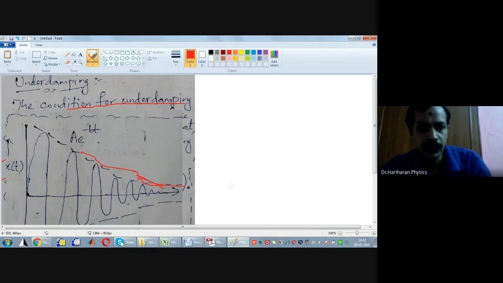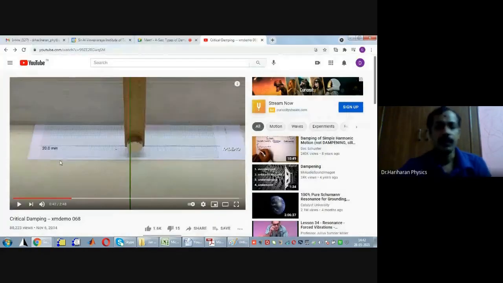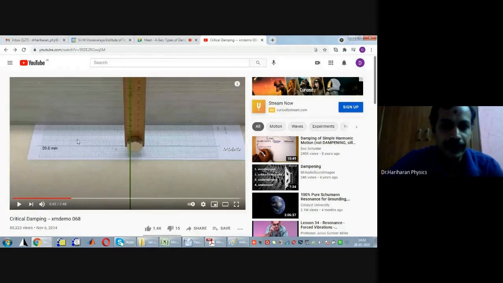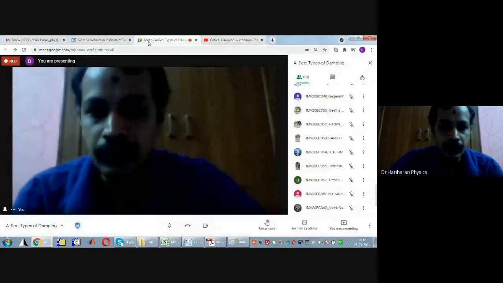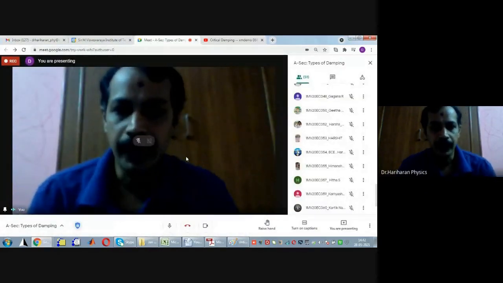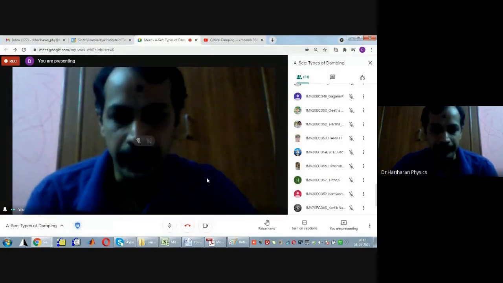So amplitude is decreasing with the time as shown here. Can you see here the red color curve or the black dotted curve? This is about the different types of damping. Okay, does anyone have any doubts? And what is the importance of underdamping?